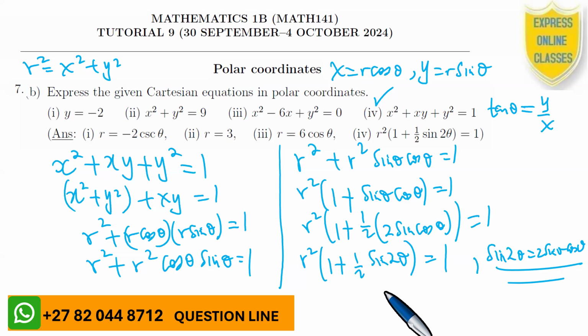Any question about this? Any question about this question in the fourth Roman figure? Fourth Roman figure.